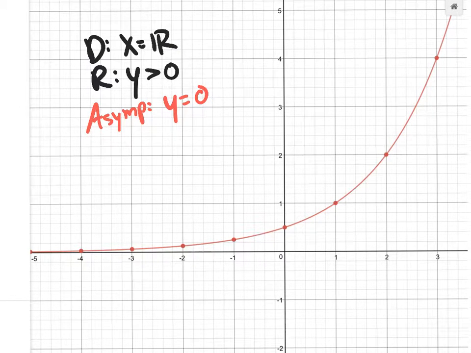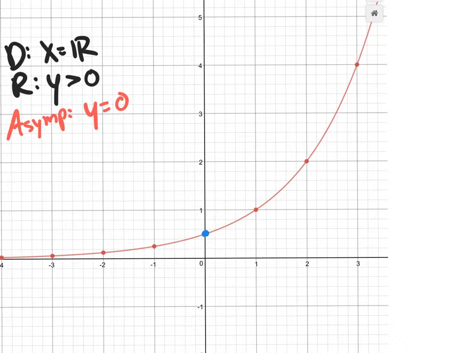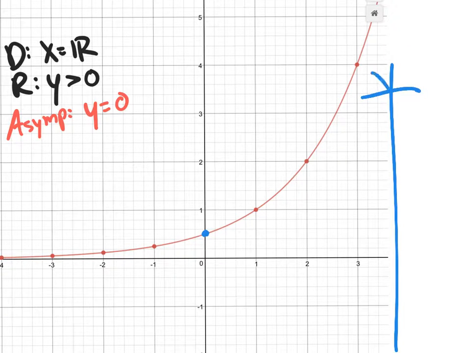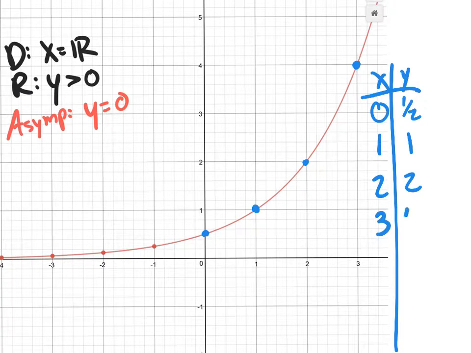Now let's find some coordinates and analyze the coordinates on an XY table. What's that coordinate right there? That is (0, 1/2), right? Yeah. Let me make an XY table right here. (0, 1/2), and then (1, 1), then (2, 2), and then (3, 4). Quick maths.